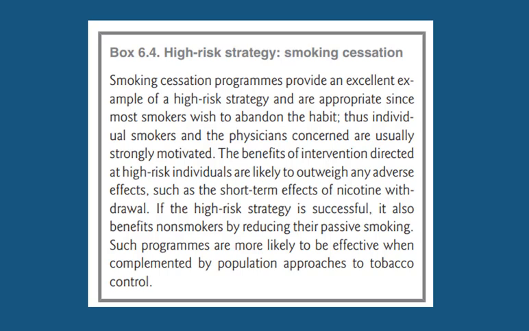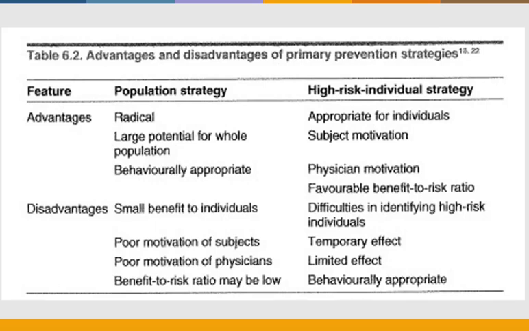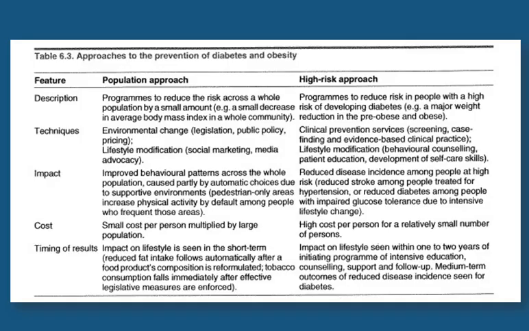Okay, I've assumed that you paused the recording and read through this. This is an example, again, of a high-risk strategy. Table 6.2 breaks down the advantages and disadvantages of the primary prevention strategies. If you want to read through these, please feel free to pause the recording and do so. Table 6.3, approaches to the prevention of diabetes and obesity, compares a population approach and a high-risk approach.